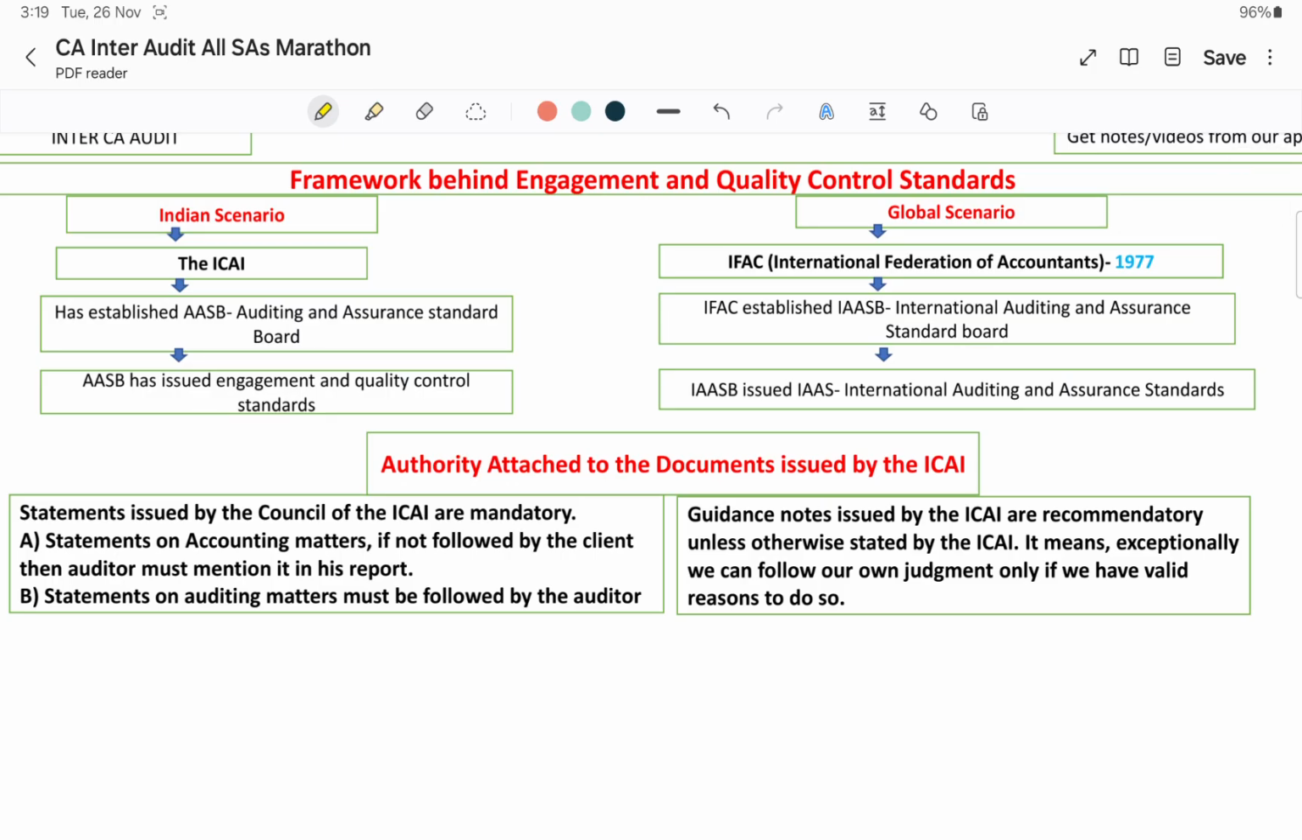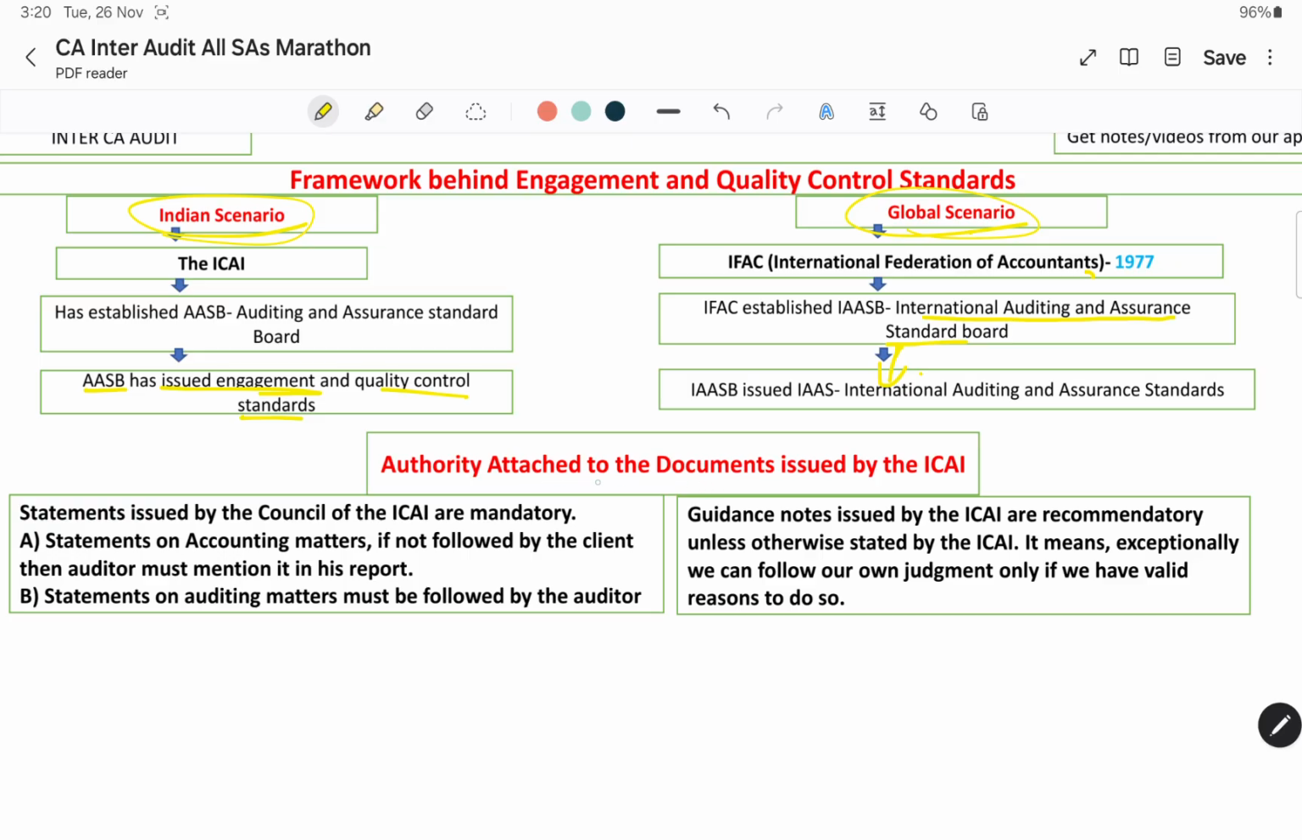Framework behind the engagement and quality control standards. The first is the Indian scenario and the other is the global scenario. In the Indian scenario, ICAI has established the Auditing and Assurance Standard Board, and the Auditing and Assurance Standard Board has issued engagement and quality control standards which are in practice. And in the global scenario, the International Federation of Accountants has established the International Auditing and Assurance Standards Board, and they follow that standard.